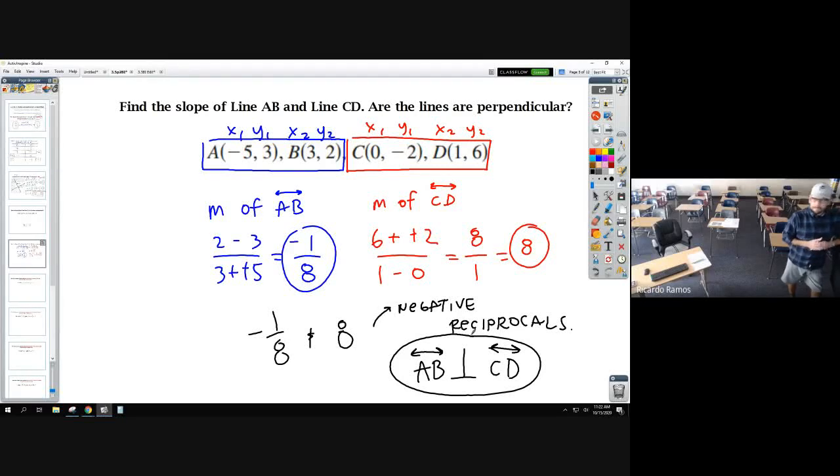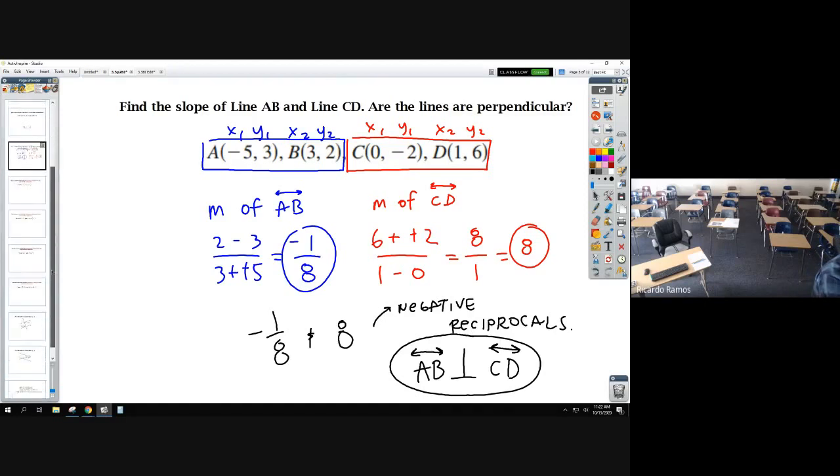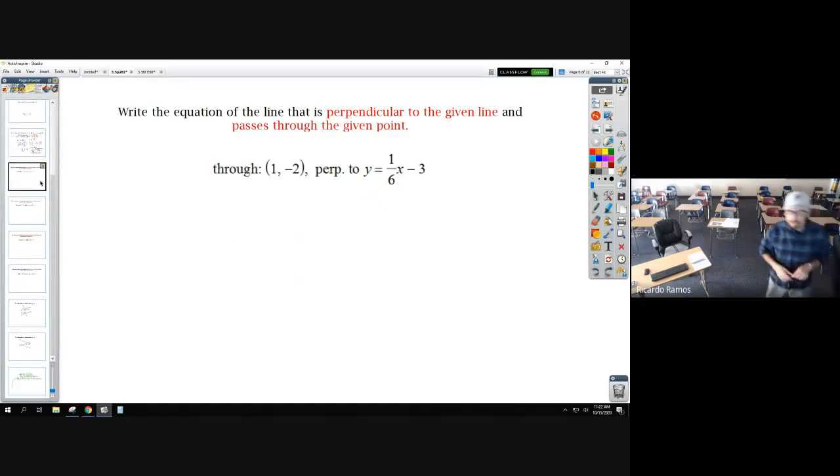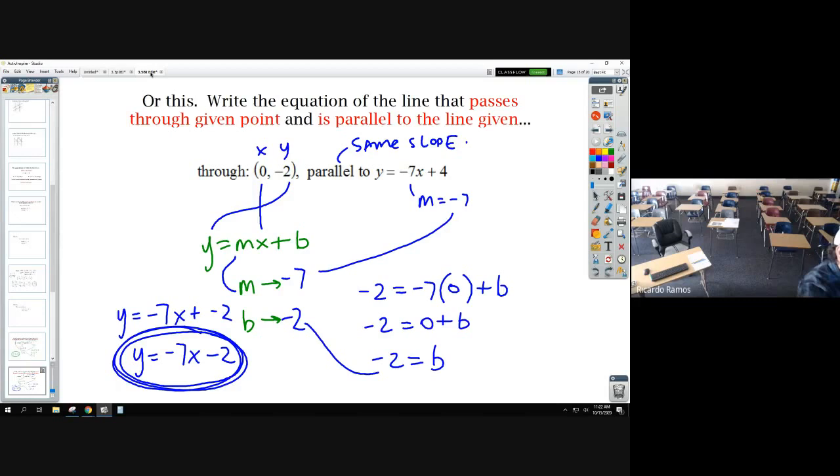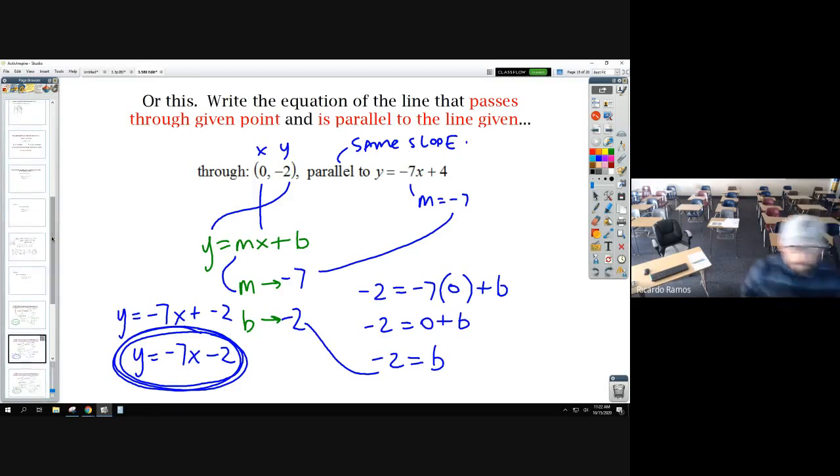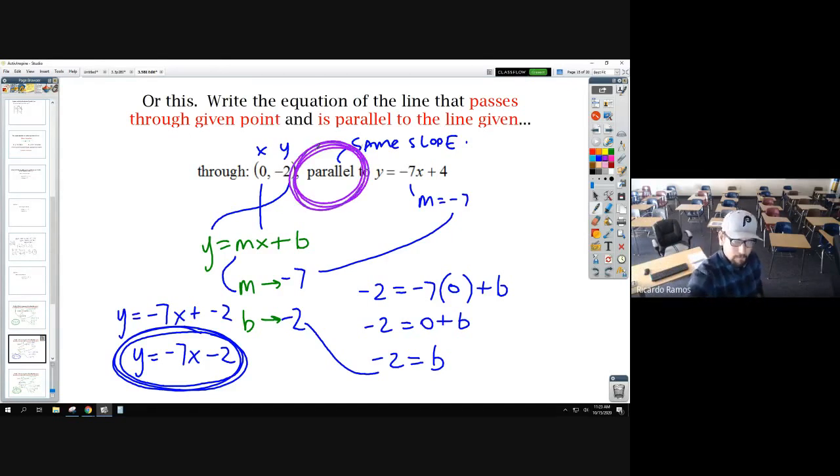Okay, let's get to the last bit of this section where we're going to be writing the equations to these perpendicular lines. Now, we're going to attack these problems the exact same way we attacked them yesterday. But when you do this in the Big Ideas homework or on the quiz next week that we're going to be taking, you need to be very careful that you're reading what's going on in these problems.